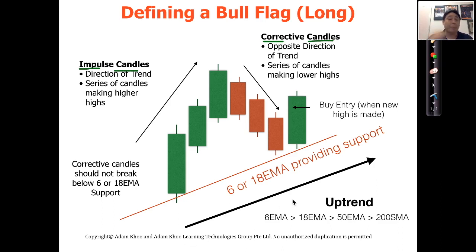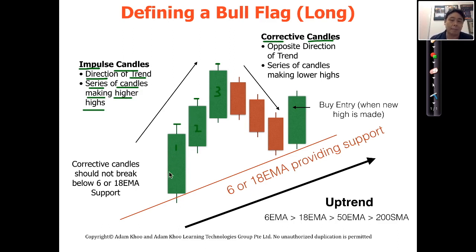In this case, it's an uptrend, it's going up. So the impulse candles are the candles that are moving up, candles in the direction of the trend. And there are a series of candles making higher highs. If you take a look at these 3 candles, 1, 2, and 3, these are the impulsive candles. Why? Because they're going up in the direction of the trend, which is the uptrend. You can see that this high, this high and this high are making higher highs. So we call these the impulsive candles or impulsive wave.